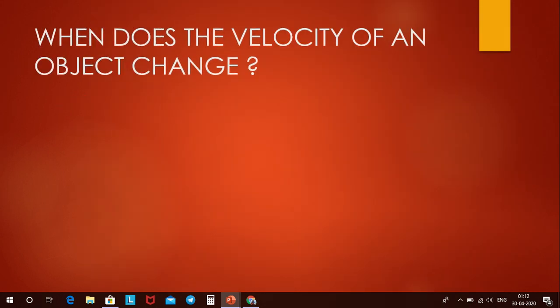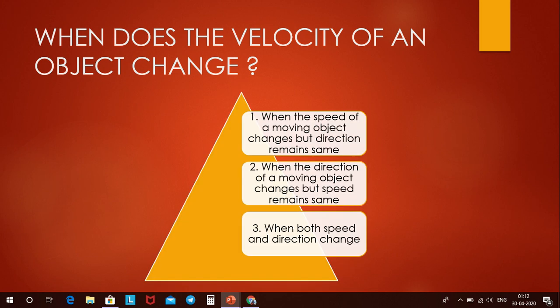Now, when does the velocity of an object change? So, the velocity of an object changes in three different conditions. The very first condition, when the speed of a moving object changes but direction remains same. Second, when the direction of a moving object changes but speed remains same. And third one is when both the speed and direction change.